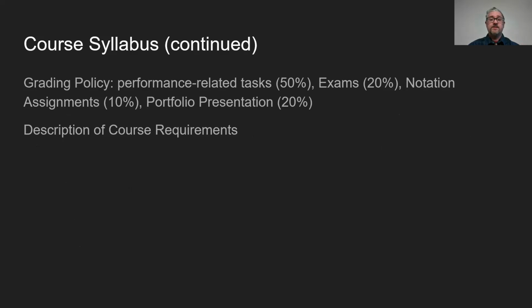Grading policy: performance-related tasks are 50%. Exams are 20%. Notation assignments, 10%. Portfolio presentation at the end is 20%. The description of my course requirements is just like I said: I do expect you to come in and participate, because that's the primary way you're going to learn. A lot of stuff we do is performance related. You're going to have to perform. So you're going to have to learn by doing.